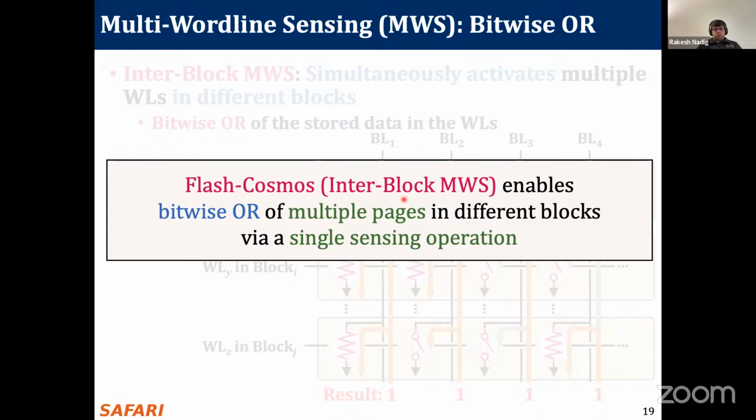If you go through the paper, you will understand that we have a limitation in terms of how many inter-block MWS operations can be performed. We currently restrict it to 4 inter-block MWS operations. The main reason is the power budget of the SSD: activating these word lines across different blocks requires more power consumption than an intra-block MWS operation. So that's the key reason for limiting the number of inter-block MWS operations supported in Flash Cosmos.